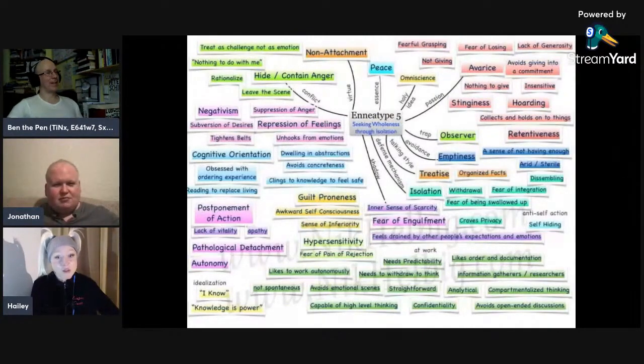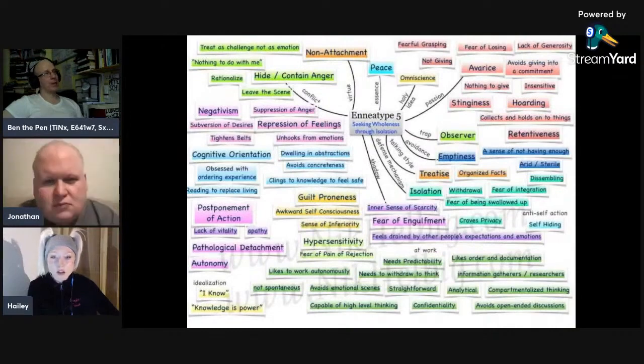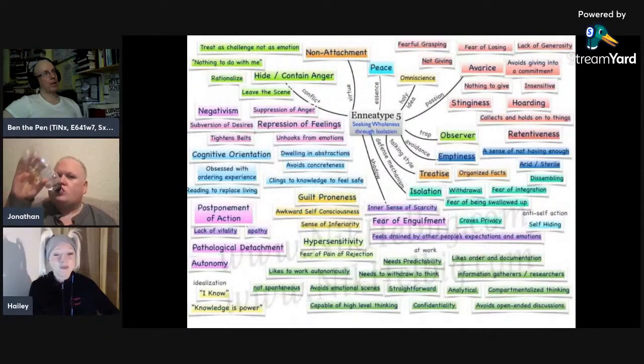First is the top. I love that. Treat as a challenge, not as emotion with conflict. Nothing to do with me. Leave the scene. Hide, contain anger. Unless I'm really angry, but that's rare. Negativism, yes and kind of no. We talked about that earlier. It just happens naturally. Repression of feelings, unhooks from emotion. Dwelling in abstractions, avoid concreteness. Clings to knowledge to feel safe. Reading to replace living. I live on Quora.